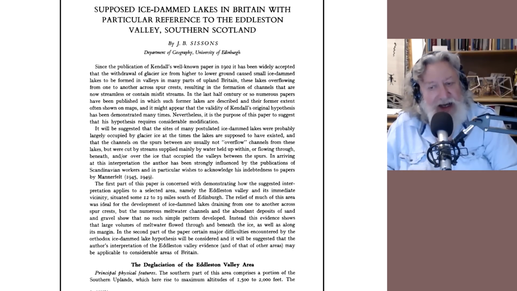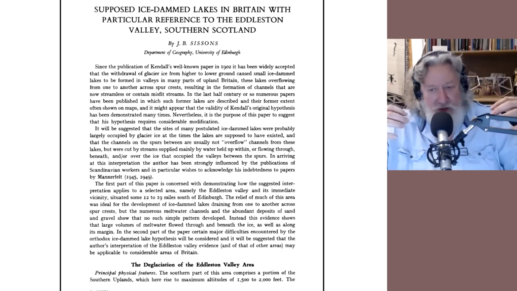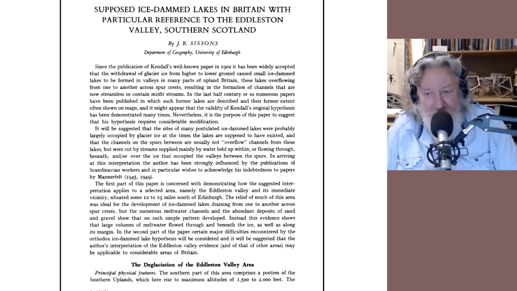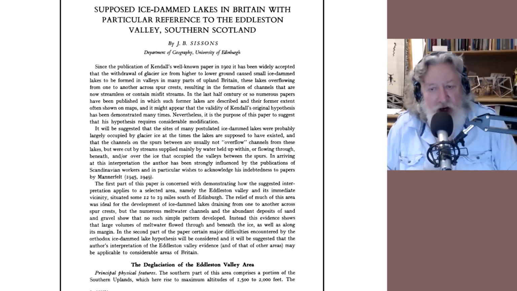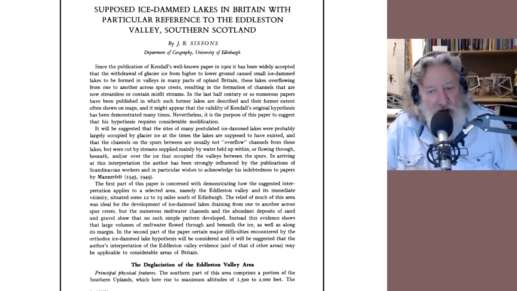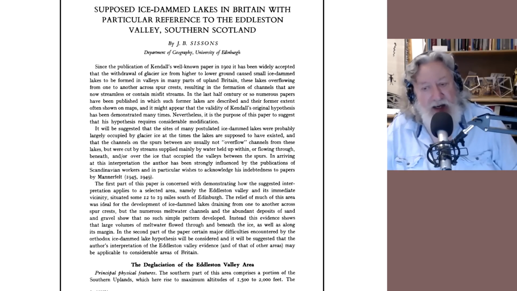All right. It will be suggested that the sites of many postulated ice-dammed lakes were probably largely occupied by glacier ice at the time the lakes are supposed to have existed, and that the channels on the spurs between, because the hollows in between have the glaciers in them, right? And the spurs between are usually not overflow channels from these lakes, but were cut by streams supplied mainly by water held within or flowing through, beneath, or over the ice that occupied the valleys between the spurs.